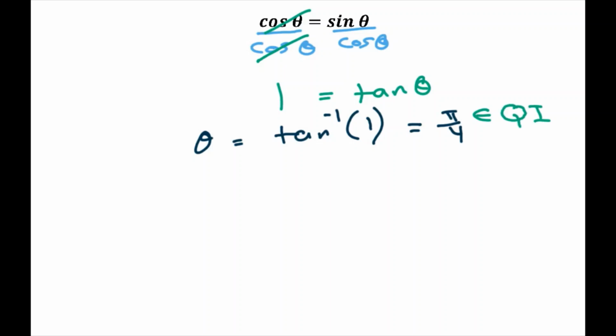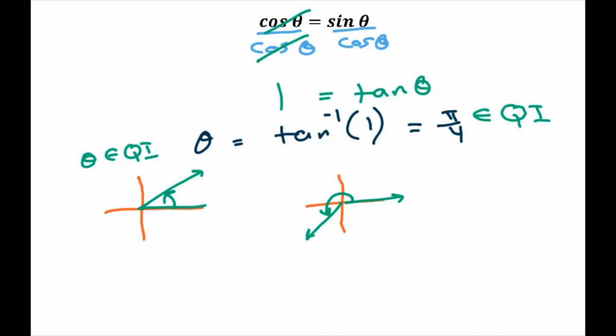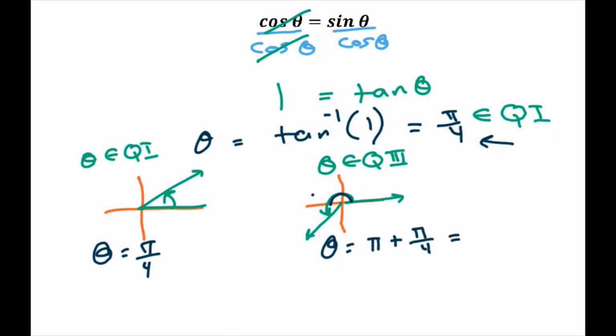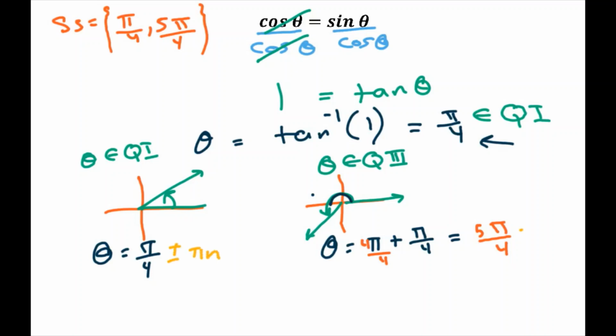That's in quadrant 1. I need to ask myself when tangent is positive. Tangent is positive in quadrant 1 and quadrant 3. Now quadrant 1 we already found, so theta equals pi over 4. Quadrant 3, let's say pi plus pi over 4, and again you can make it like a common denominator, that's going to be 5 pi over 4. So my solution set is pi over 4 and 5 pi over 4. Of course, if you are looking for an infinite number of solutions, you will add or subtract by n pi. Now, how do you check your answer? If you go here and say tangent pi over 4, you should get 1. Tangent 5 pi over 4, you should get 1.